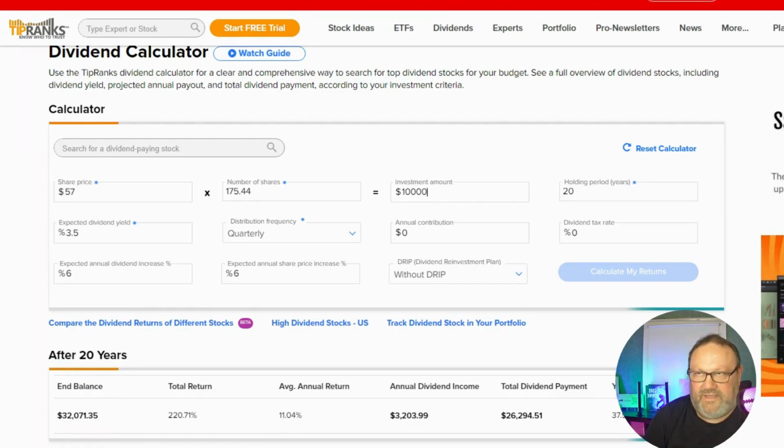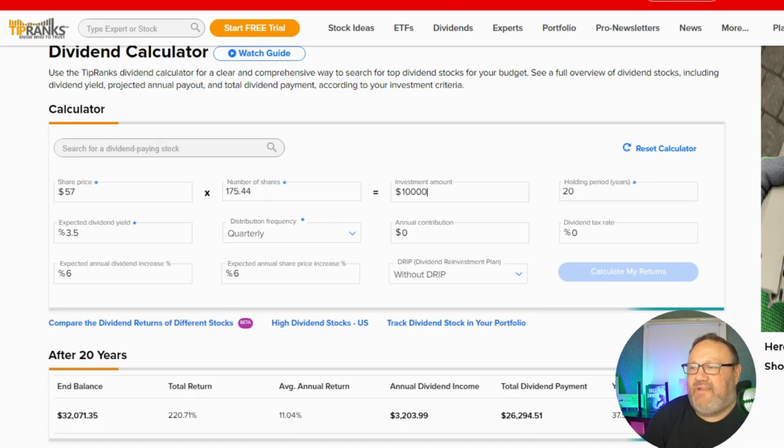If you go look at the Canadian Dividend All-Star list, it's right around 6% for the last 25 years, I believe, for Fortis. And for the expected annual share price increase, again, I went 6% there. That's a number that you can play with because we don't know what that's going to be. But Fortis is a pretty secure and stable stock, and it does show moderate growth within its share price. As I said earlier, you can see we've not turned DRIP on.